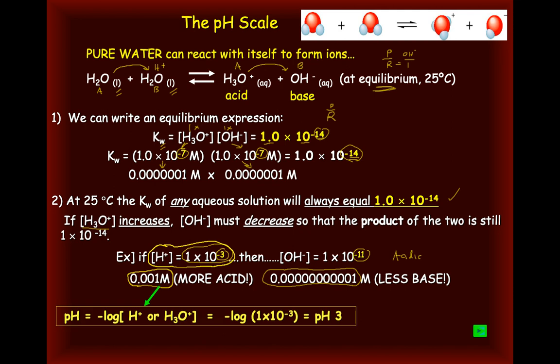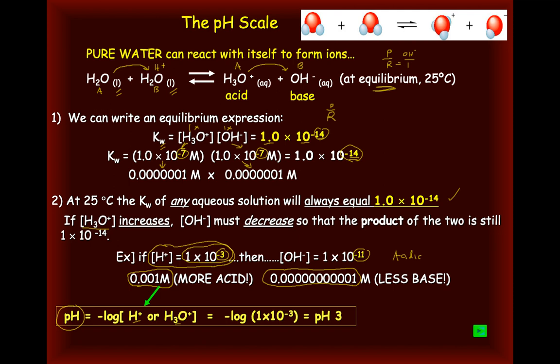So we can take the negative log of the H plus concentration or the H3O plus concentration. It can be either one of these. If we take the negative log of that number, what we're going to end up getting is a larger number, 3. And that is the pH. So the pH is defined as the negative log of whatever that H plus concentration is in molarity. As long as you can measure the molarity, you can stick it in your calculator, take the negative log, and that will produce the pH.